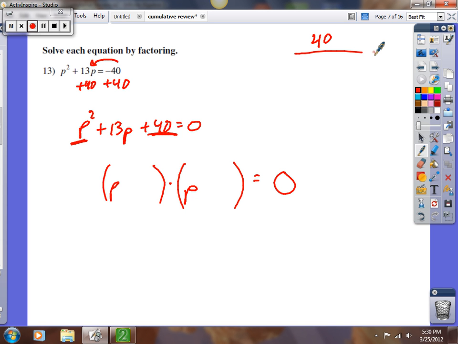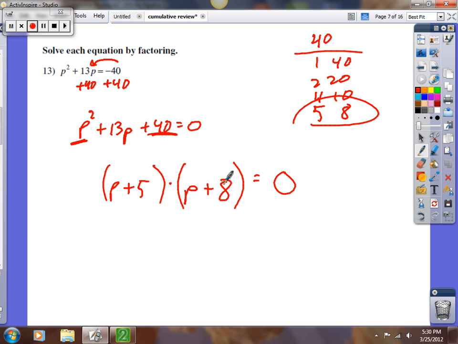But when you add, it's 13. So 1 and 40, 2 and 20, 4 and 10, 5 and 8, and I think that's it right there. 5 and 8. 5 plus 8 is going to give you 13, and they are both positive. Plus 5 plus 8, because they multiply and give you a positive number, and they have to add and give you a positive 13. So now you use your zero product property.